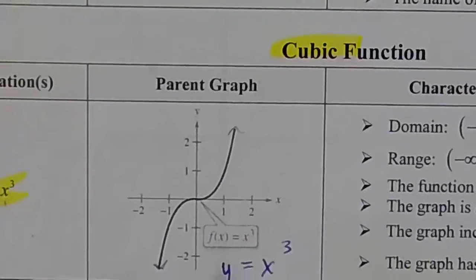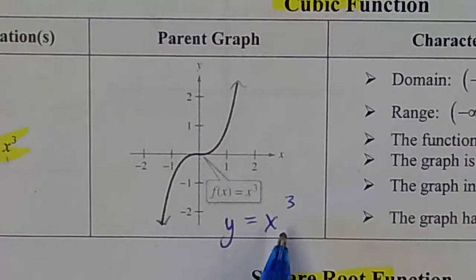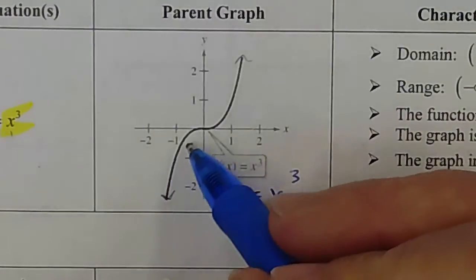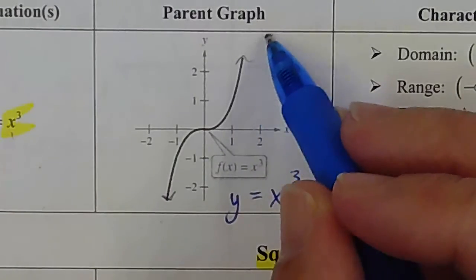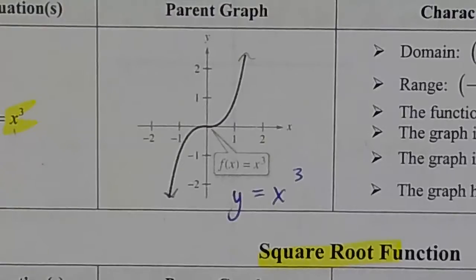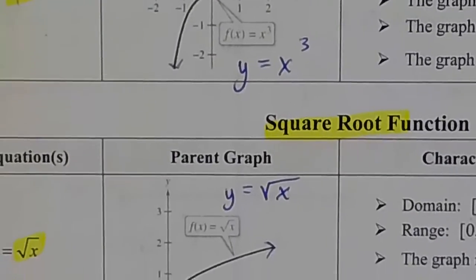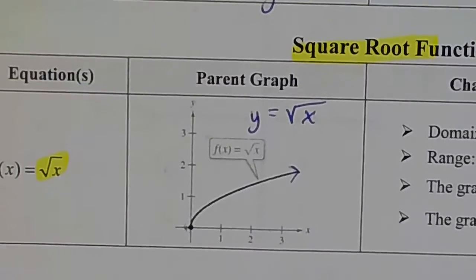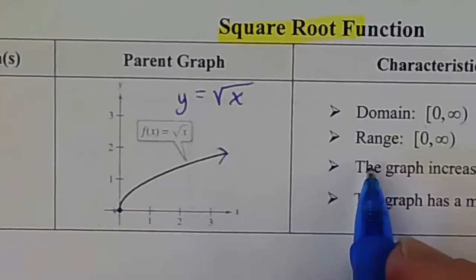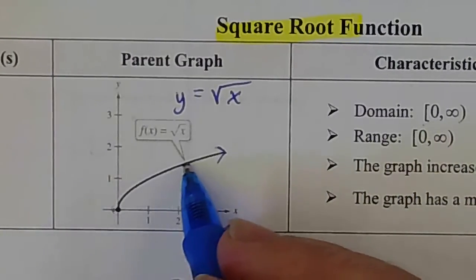Here's the cubic function. f of x equals x cubed, or y equals x cubed. It takes on this shape. It bends through the origin and then increases to the right. All right, the square root function. It's the last one on this page. It always starts at the origin and includes the origin. That's why there are brackets on these intervals over here. It continues that way.